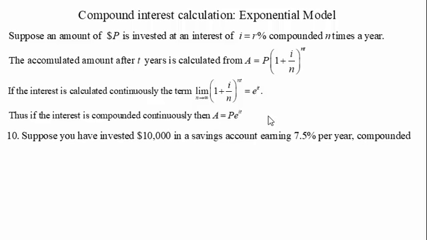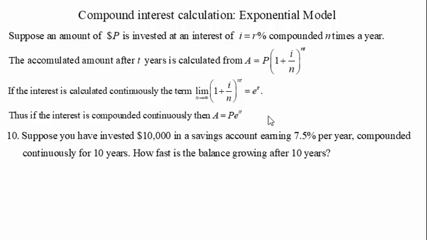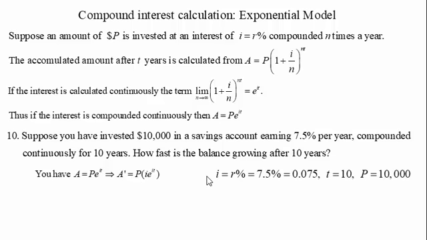Now look at one example. It says, suppose you have invested $10,000 in a savings account, earning 7.5% per year, compounded continuously for 10 years. How fast is the balance growing? So we just want to see the growth of the balance, so we need to take derivative of this one. So that we do here. And then I just need to plug my values. So collect all information you have.